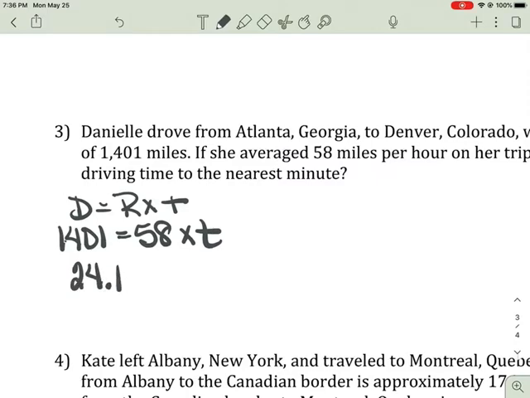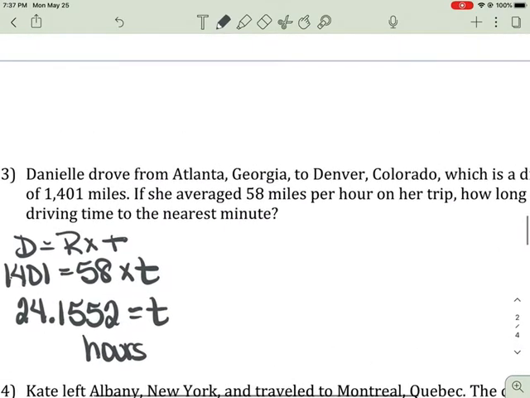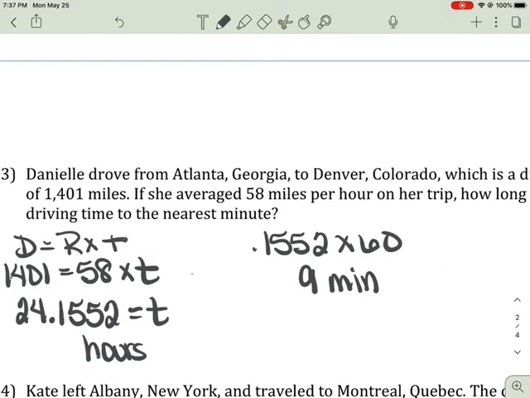We're going to get 24.155 and we'll go to 2, and that's how many hours. And again, we want to represent our answer. How long is your driving time to the nearest minute? So we're going to use that decimal part, 0.1552 times 60. Oops, did that wrong. Okay, so I'm going to get about 9 minutes. So our answer is 24 hours and 9 minutes.